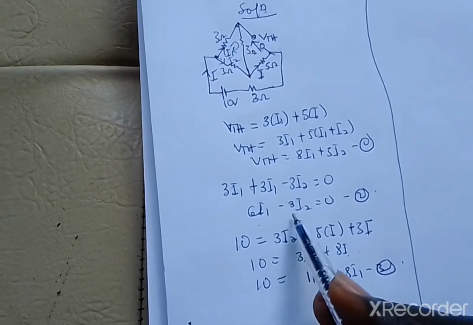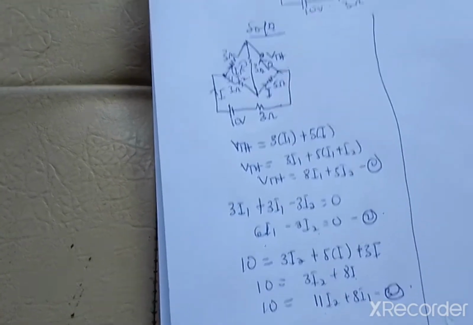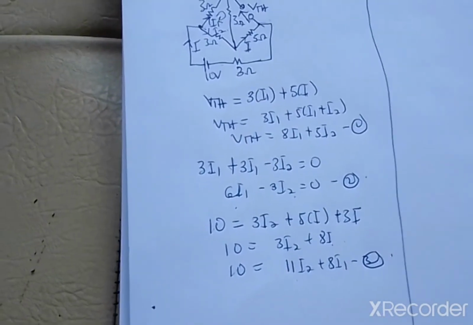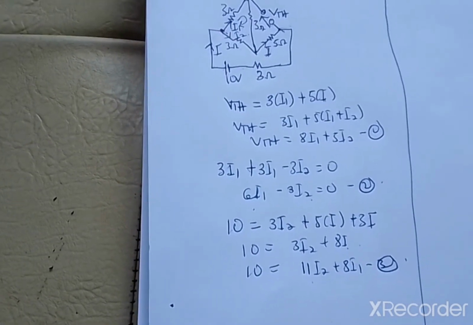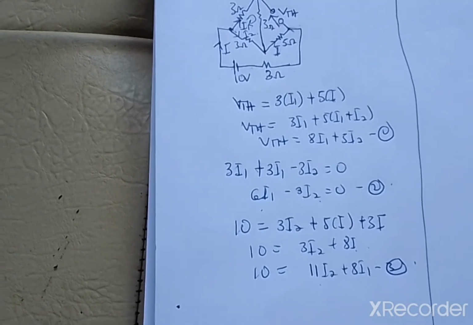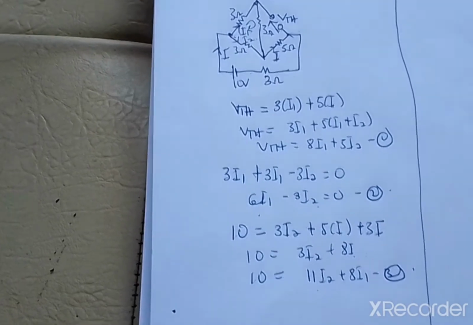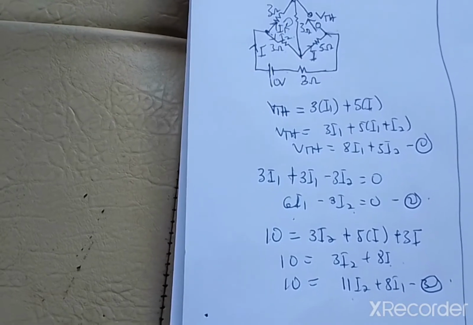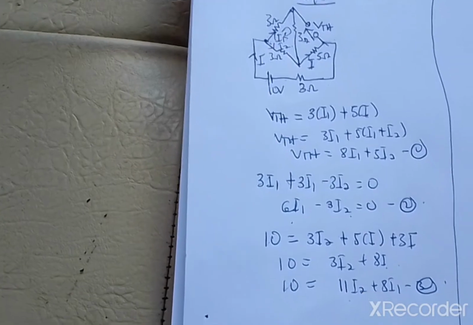So having 6I1 minus 3I2, then 10I2 plus 6I2 equals 10. I can find the values of I1 and I2. So I'll simply punch these two equations into the calculator to get the values of I1 and I2. Then after, I'll substitute it into the Thevenin's voltage equation, as I have as equation 1, to get a value for the Thevenin's voltage.